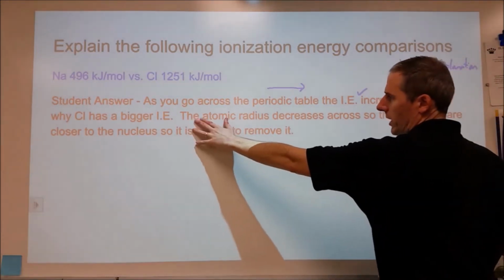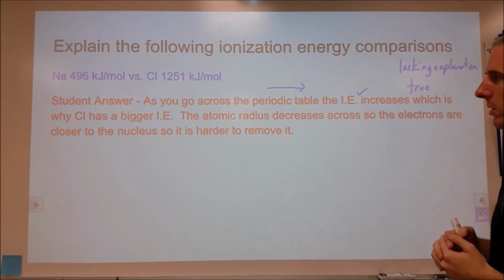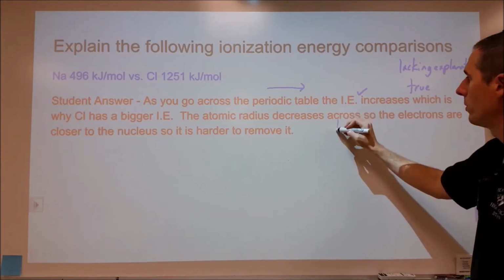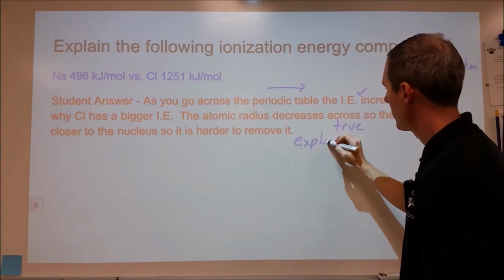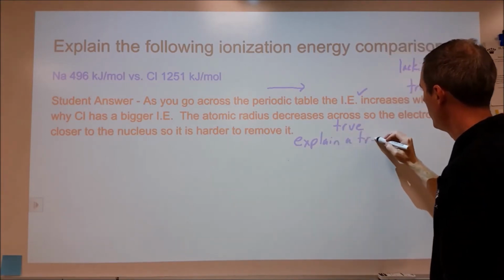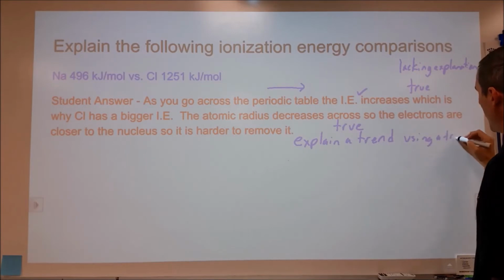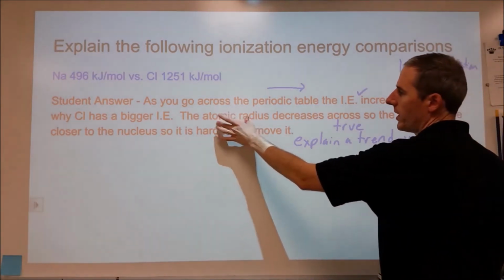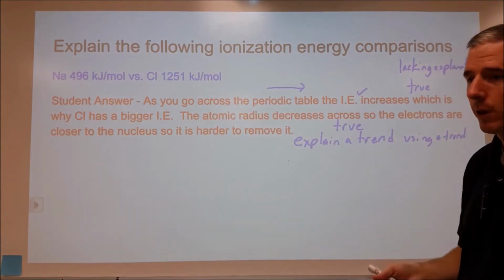So the answer continues on. The atomic radius decreases across, so the electrons are closer to the nucleus, making it more difficult to remove them. Okay? That also is true. However, from a teacher perspective, this is explaining a trend using another trend. And that's generally frowned upon. So basically what we're saying here is, the student is saying here, is that the radius is decreasing as we move across, and therefore the electrons get closer, and therefore they're harder to remove.